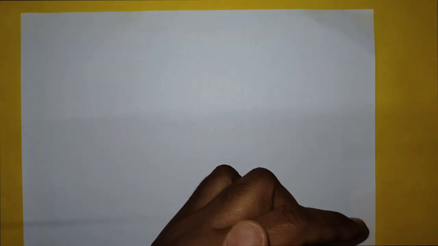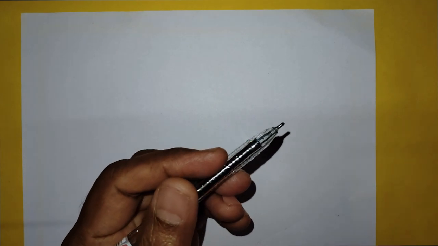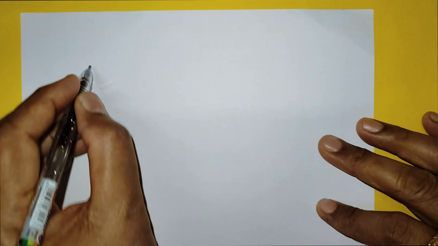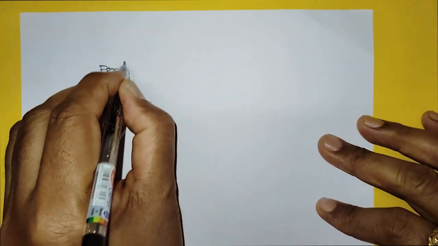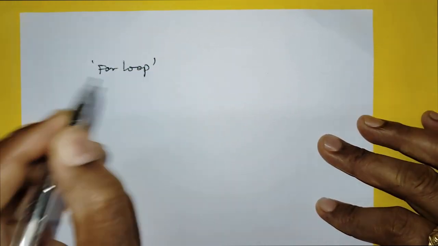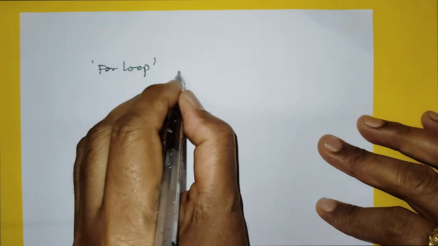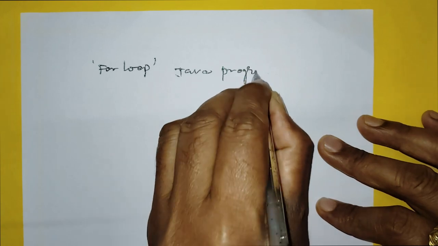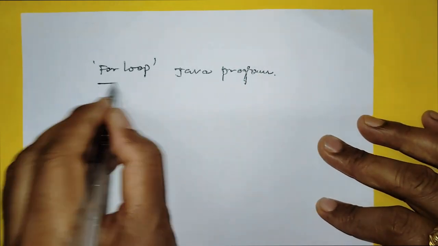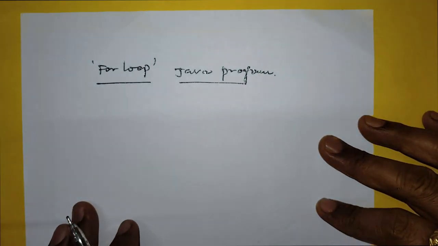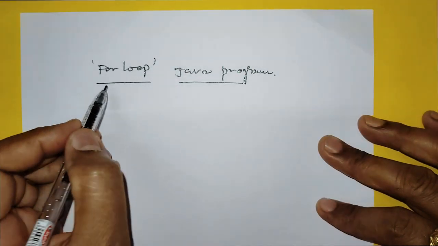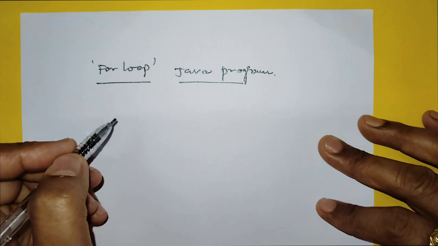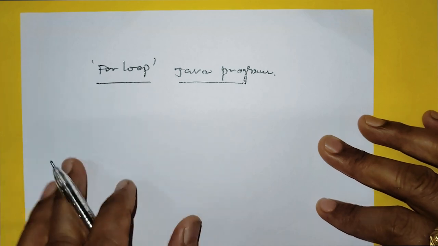In this class, we are going to study how to write a Java program using for loop. Again, as usual, what is the first step? Please understand, step 1, step 2, step by step will be explained. What is the first step?